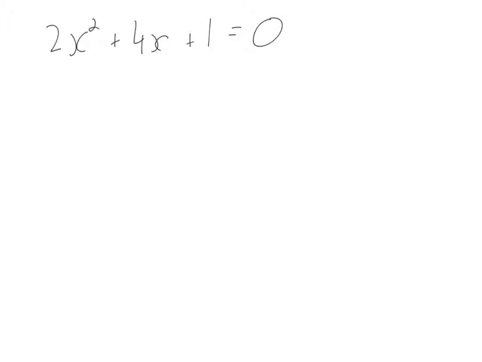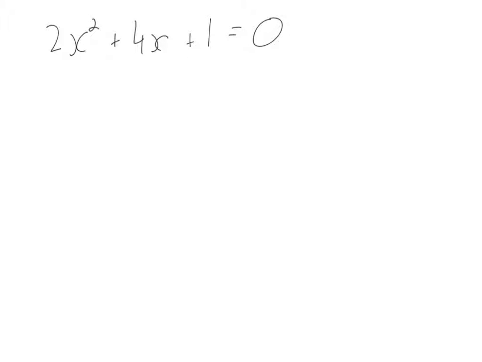So this is the problem we had in class: 2x squared plus 4x plus 1 equals 0. And we're going to use completing the square to solve for x, to find solutions for x. But what makes this problem different from the other problems we tackled is that there's a coefficient of x squared that's not 1. So instead of there being nothing there, there's a coefficient of 2.